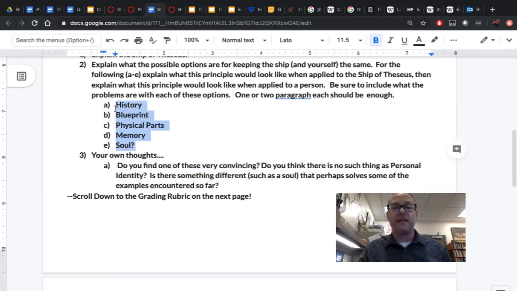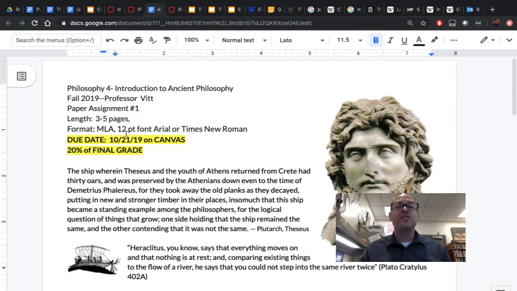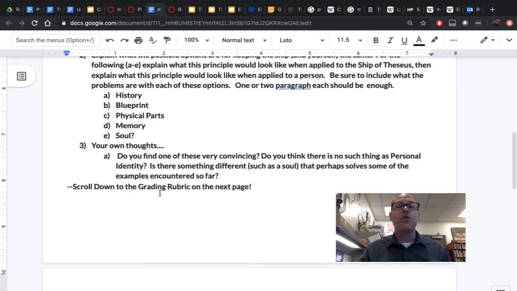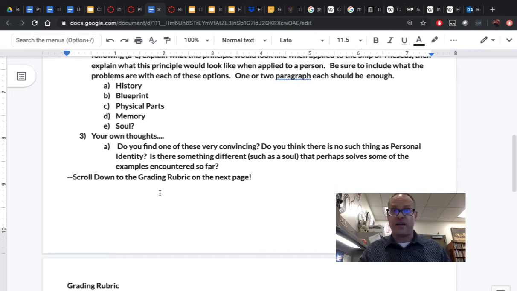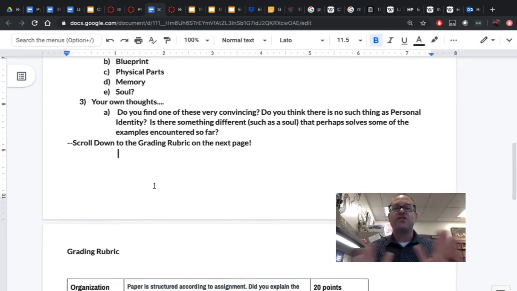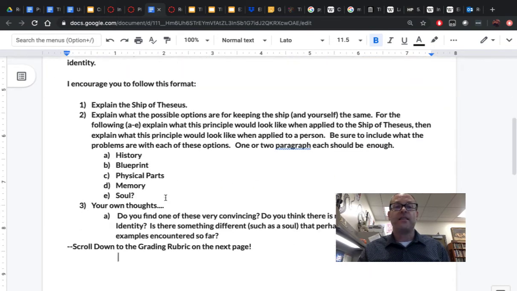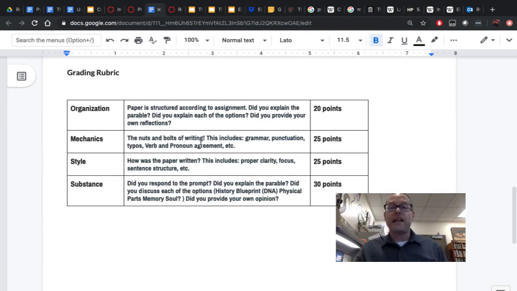A through E. Again, the total length of this paper is 3 to 5 pages. If you're a little under or a little over, it's fine. I don't want you to have to change the margins or the size of the words to try and meet the page length. Okay. Here is your grading rubric.